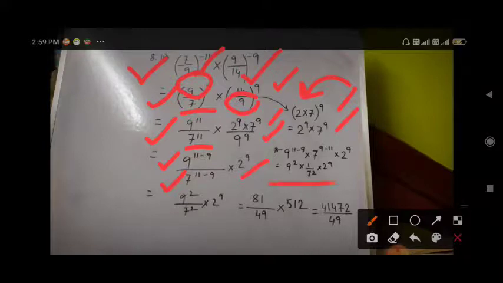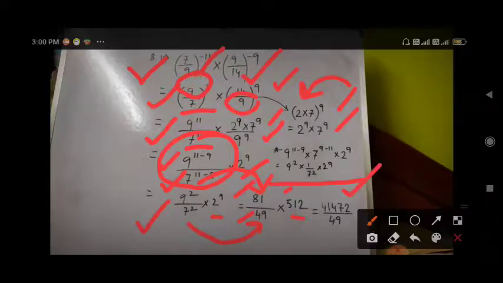Here you can see another process for this. So we find 9 to the power 2 upon 7 to the power 2 into 2 to the power 9. So 9 square means 81, 7 square means 49, and 2 to the power 9 means 512. Now check if these and this one cancel out or not. If they cancel out, then you have to cancel, or if not, then just multiply 81 and 512 and you get 41472 upon 49.